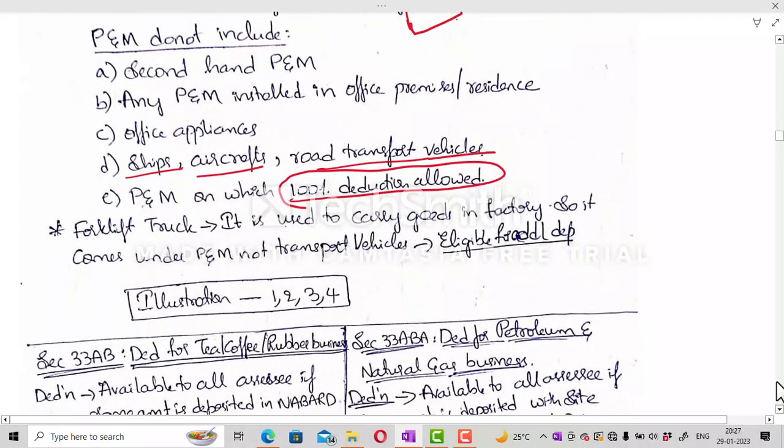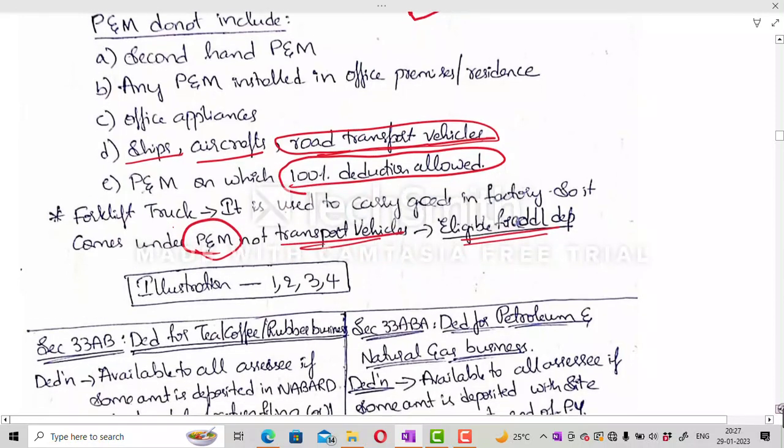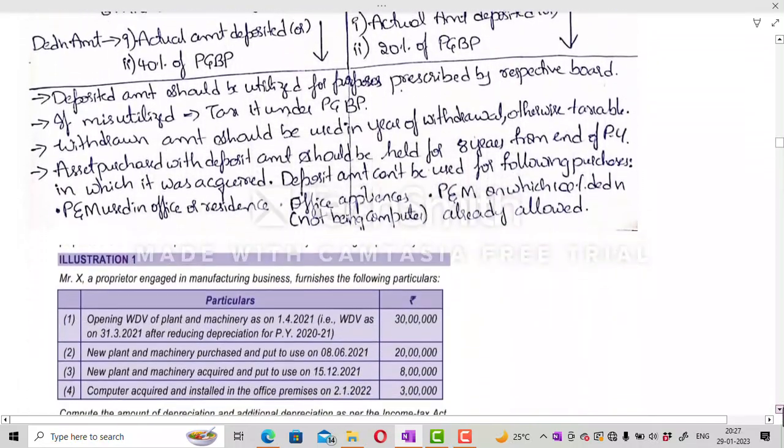See, road transport vehicles are not eligible for additional depreciation. But forklift truck I have told, we will use for internal transportation within the factory. So it comes under plant and machinery, not the transportation vehicle. So it is eligible for additional depreciation. We can take on forklift truck. We have 4 illustrations, we will see that.